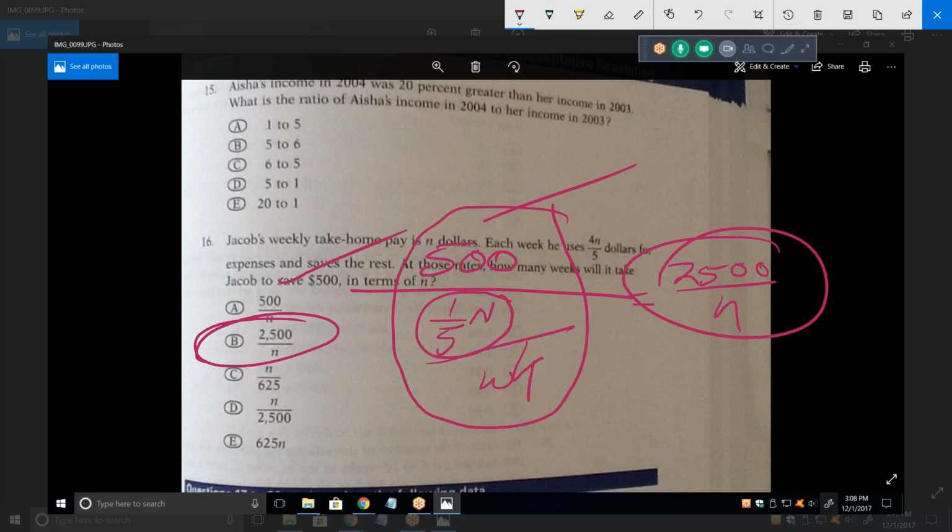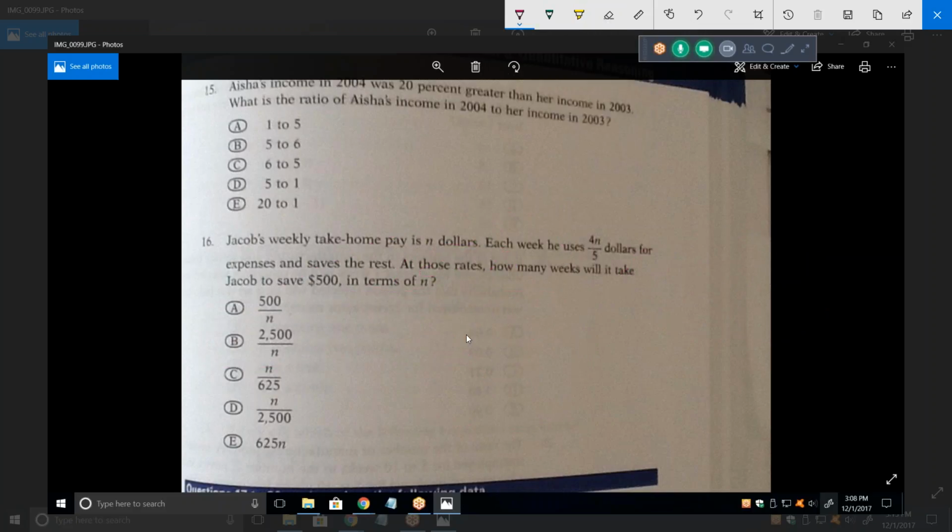So picking numbers is often the most accurate way to do it. Even if you can figure out the algebraic way of setting it up, you're more likely to make a mistake than picking numbers. If my life depended on getting 16 correctly, I would pick numbers. I would not do it algebraically.